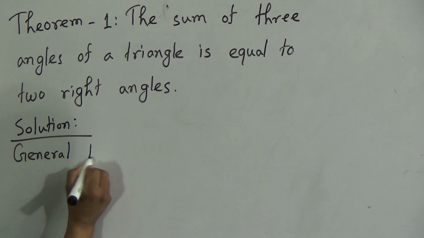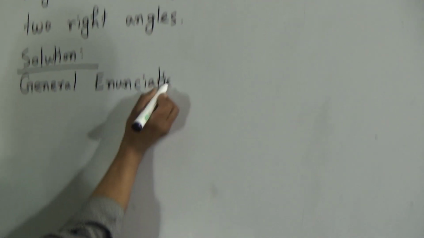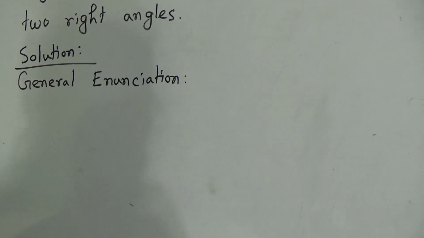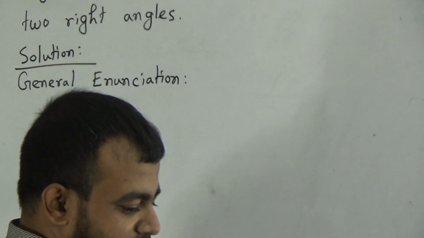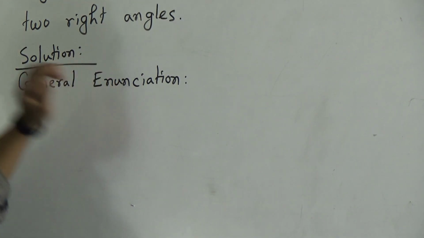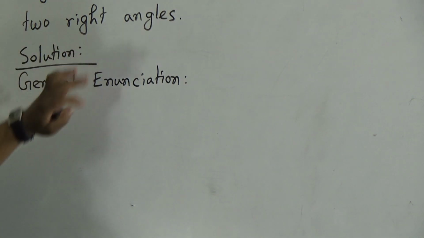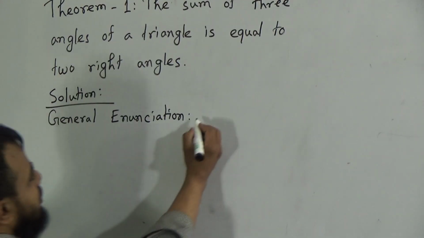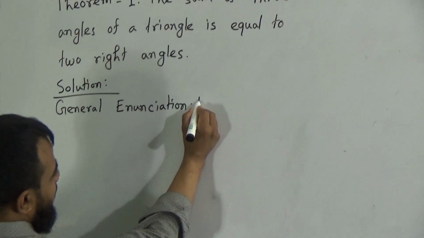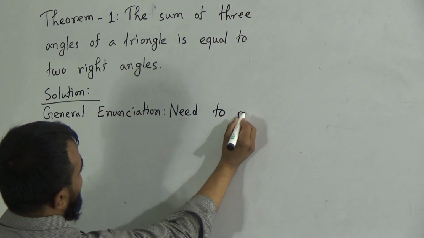General enunciation. General enunciation is what? General enunciation is nothing but the question that we need to write down. That means we need to prove that the sum of three angles of a triangle is equal to two right angles. We'll write down: need to prove that.